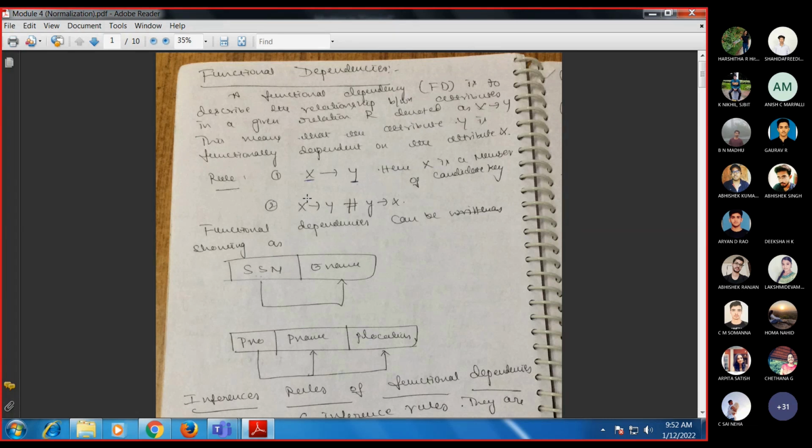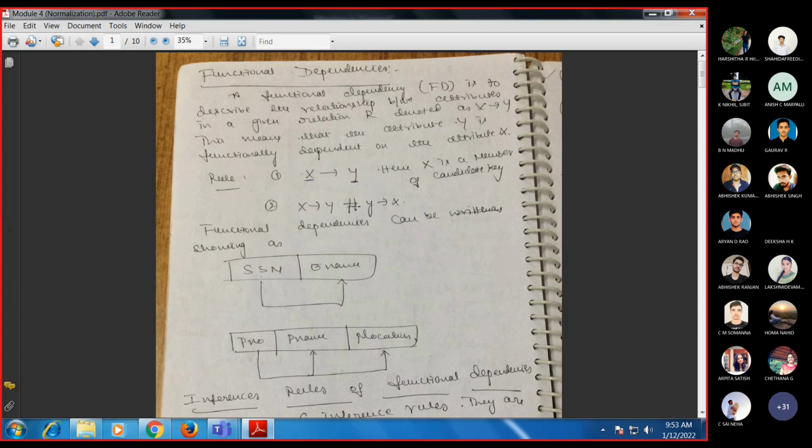So the rule is what? There are two rules defined with respect to functional dependency. That is X determinant Y, which means Y is dependent on X and X is a member of the key. And X determinant Y is not equal to Y determinant X. That means the right hand side should always be the non-key attribute and the left hand side should be the key attribute.